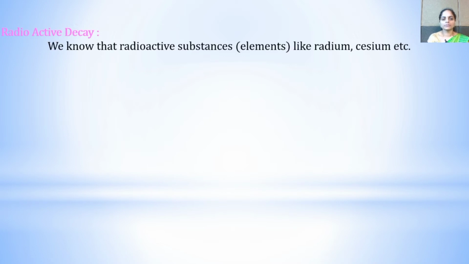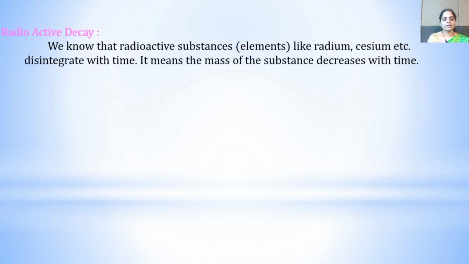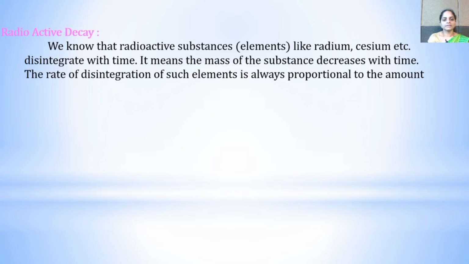Now, we see our next application, which is radioactive decay. We know that radioactive substances or elements like radium, cesium, etc. disintegrate with time. It means the mass of the substances decreases with time. The rate of disintegration of such elements is always proportional to the amount present at that time.